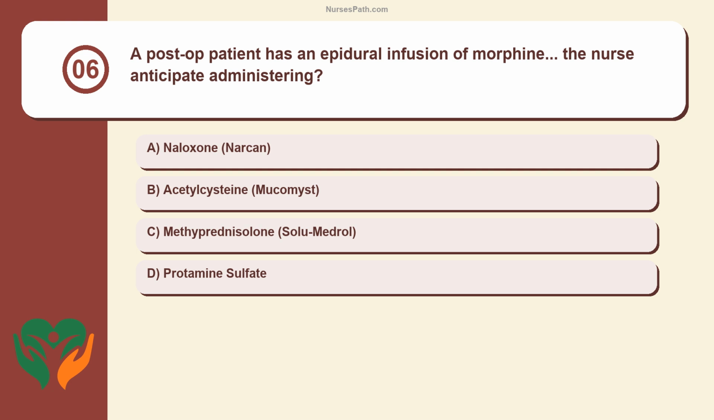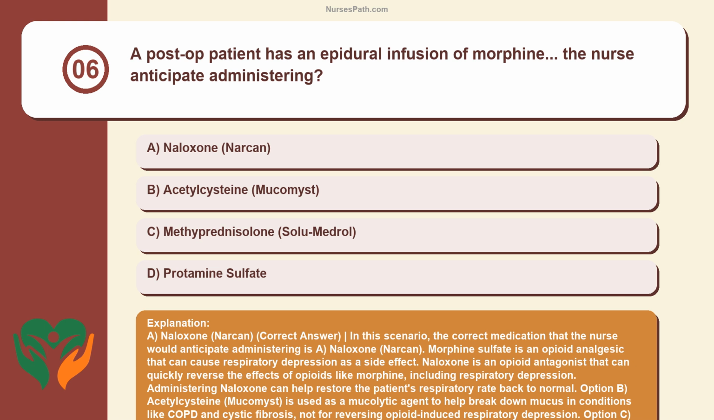Question 6. A post-op patient has an epidural infusion of morphine. The nurse anticipates administering: A. Naloxone (Narcan), B. Acetylcysteine (Mucomyst), C. Methylprednisolone (Solu-Medrol), D. Protamine sulfate. A. Naloxone, Narcan. Correct answer.